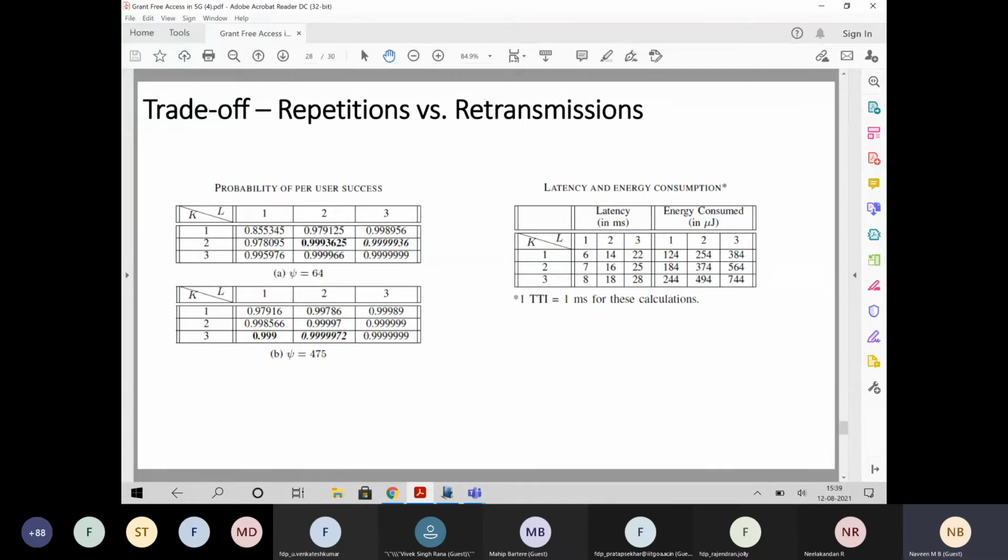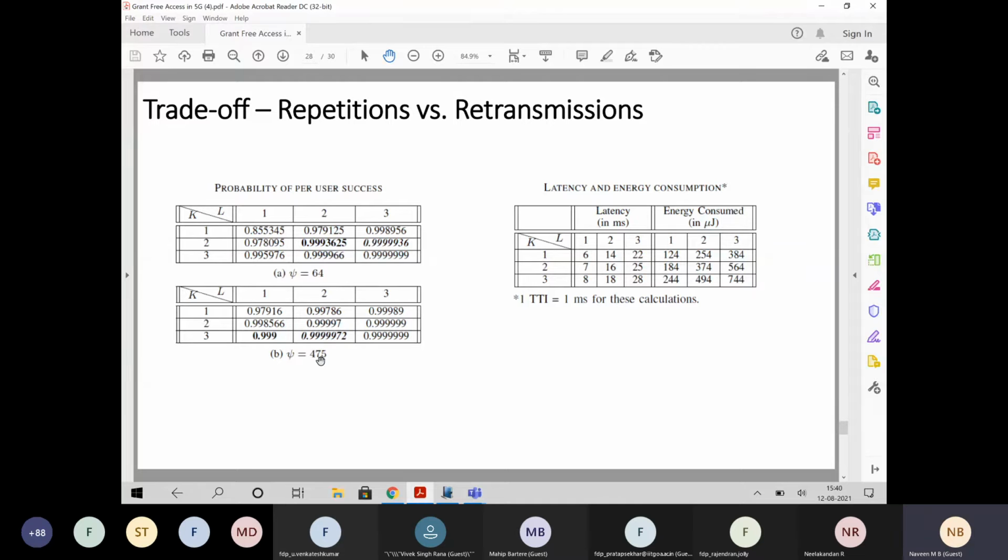Finally we find out that 2 repetitions, 2 retransmissions will give you about 0.999 probability. These 3 nines and 5 nines are very important numbers in 5G, because 3 nines is the success probability required for MMTC applications, that is 0.999, and 5 nines is what is required for URLLC applications, ultra reliable low latency communication. So we see that 2 repetitions and 2 retransmissions are enough for MMTC. If you add one more retransmission, that is enough for URLLC. That is with 64 preambles.